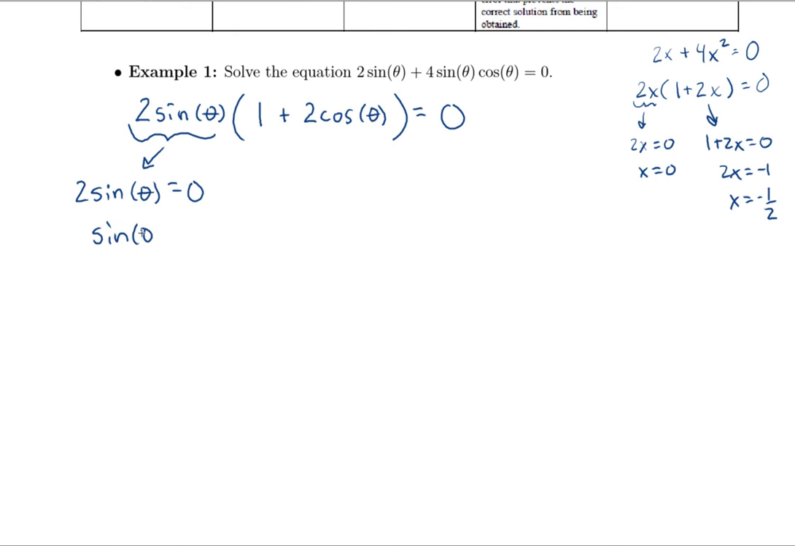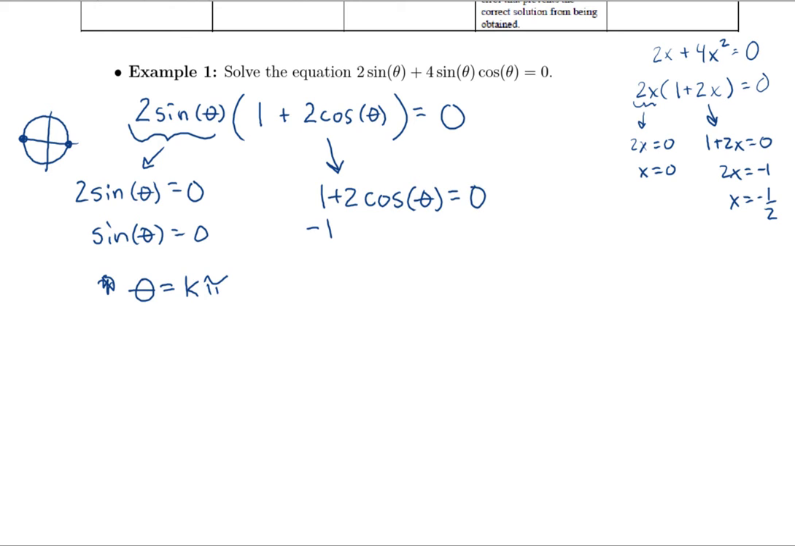So sine theta is 0, and of course on the unit circle we know that that's happening at 0 and pi. So every multiple of pi is going to allow this thing to be 0. But on the other hand, this could have been 0, right? I could have set 1 plus 2 cosine theta equal to 0. So we're going to subtract 1 from both sides, and then divide by 2 on both sides.